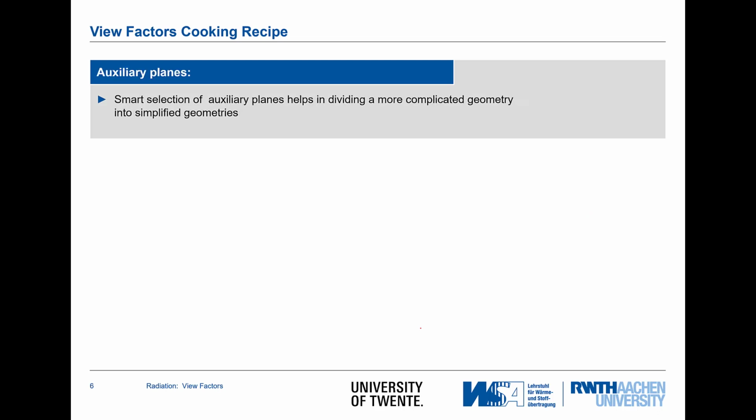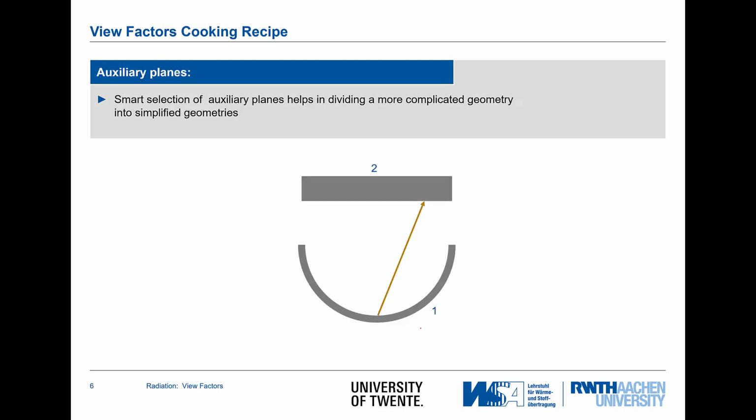The auxiliary planes, here an example. These two objects are not right next to each other. So for radiation from 1, let me just draw a little bit, there may be a chance that it goes out here. So it would be good then to identify an auxiliary plane, and this auxiliary plane makes sure that all radiation from 1 that's not hitting 1 goes to that auxiliary plane.